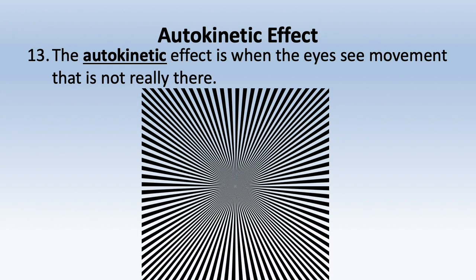Now another effect related to perception is the autokinetic effect. The autokinetic effect is when the eyes see movement that's not really there. If you take a look at this picture and look around, you might feel like the image is moving, right? And if you not only move your eyes but especially move your head, you can start to see that the image wobbles. This is called the autokinetic effect. It basically means that it moves by itself, and that's what it literally means. Here's a close-up view of that, so you can get a better look.